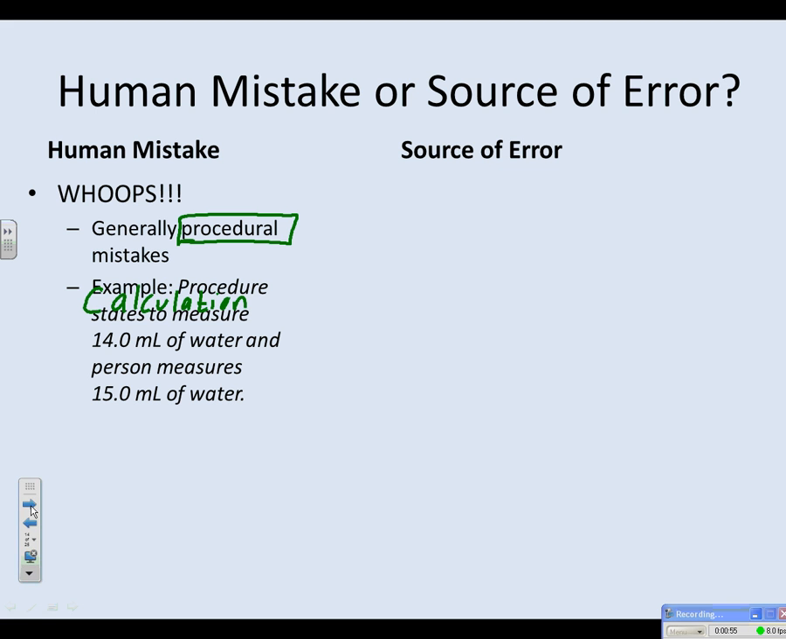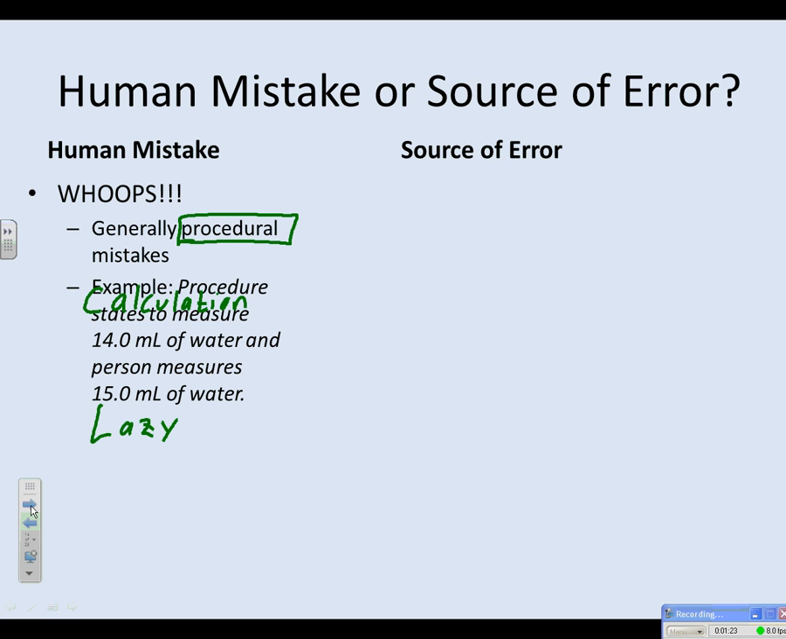So for an example, the procedure says to measure 14 milliliters of water, and someone measures 15 milliliters of water. Obviously, that goes against the procedure. It's a calculation mistake. They went a little bit too far. They got lazy, so we can even add laziness to this as well. But those are your mistakes. Just simple little brain farts that can cause a whole experiment to go haywire.